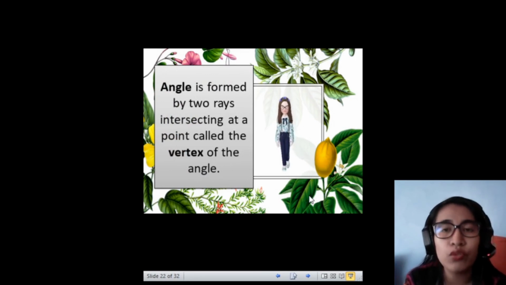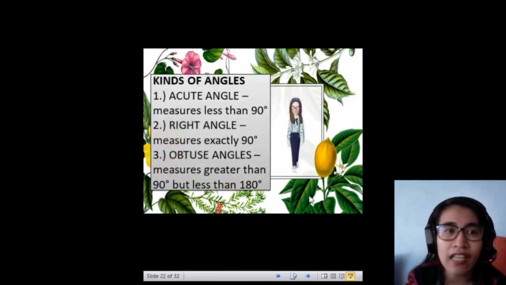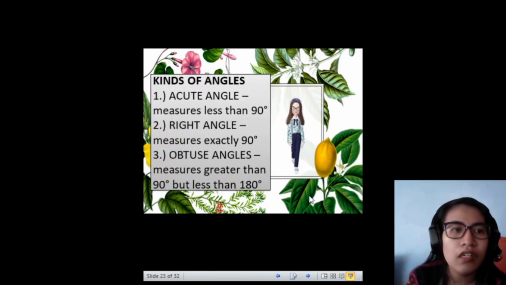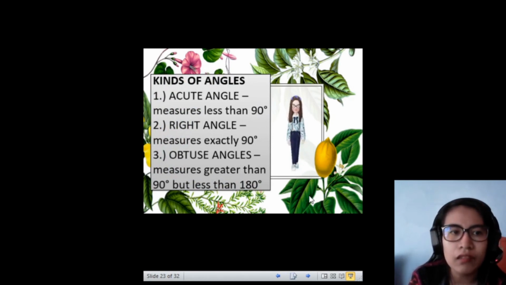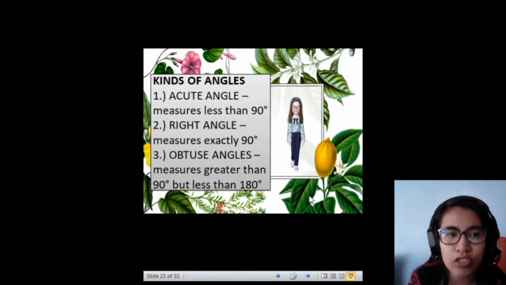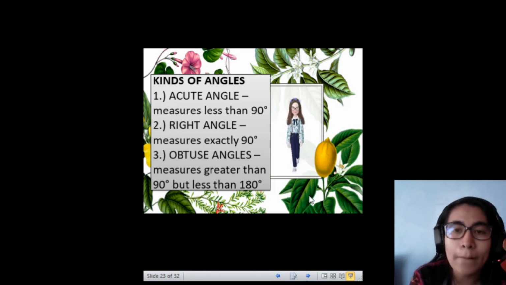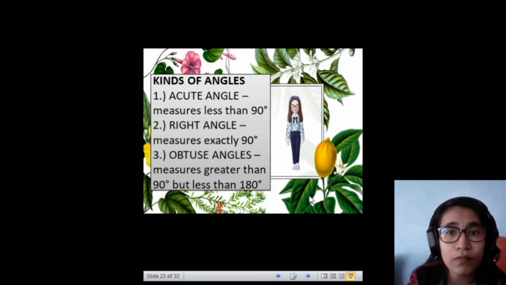Next is the angle. Angle is formed by two rays intersecting at a point called the vertex of the angle. We have three kinds of angles for now. So we have acute angle. Acute angle measures less than 90 degrees. Right angle measures exactly 90 degrees. Obtuse angles measure greater than 90 degrees but less than 180 degrees. So you need to remember that because you're going to name some angles if it is acute, right, or obtuse.